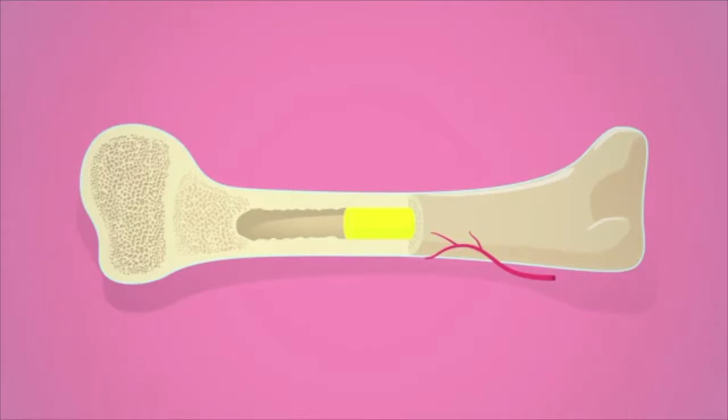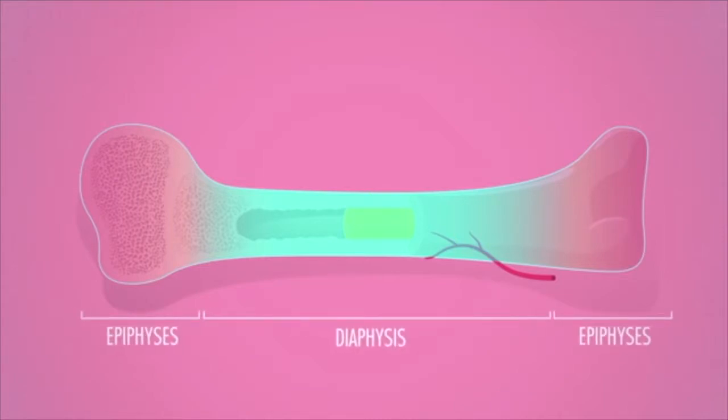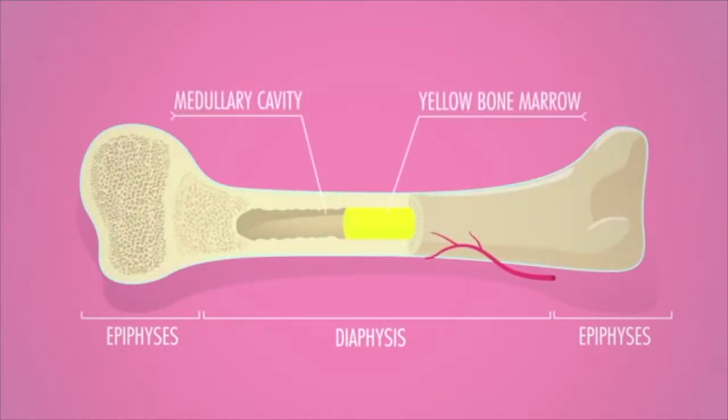But in some of your classic long bones, like the femur and humerus, the spongy bone and its red marrow are concentrated at the tips. These flared ends, or epiphyses, bookend a bone's shaft or diaphysis, which instead of having spongy bone in the center, surrounds a hollow medullary cavity that's full of yellow marrow.